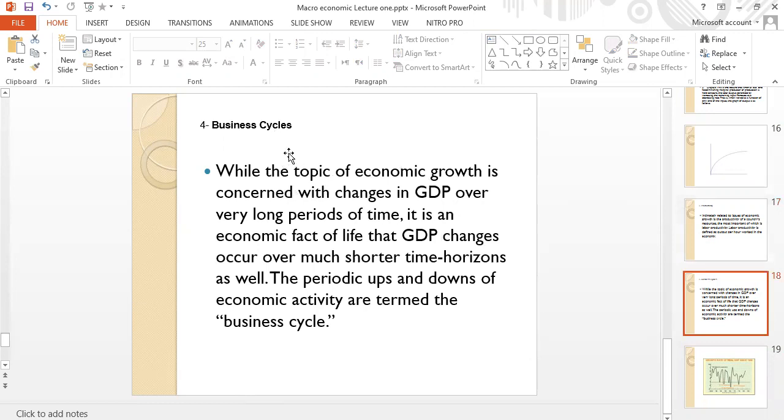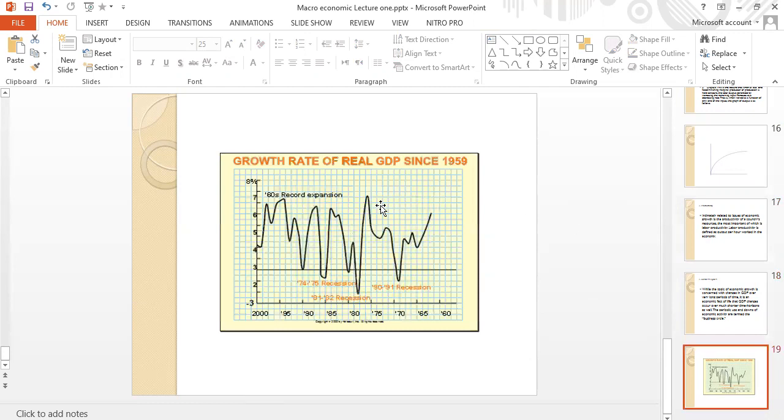Business cycle. When we talk about the business cycle, first here we have the peak, and here we have the bottom. In the business cycle, we have expansion and recession. So this is the business cycle, and this is the growth rate of real GDP.